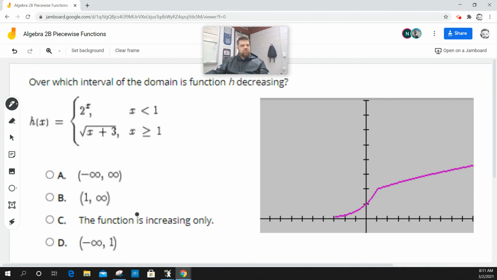Why is that not working properly? Well, the answer is C. Oh, that's weird. The answer is C. The function is only increasing. I'm not sure why it's not letting me select it, but that's the answer.